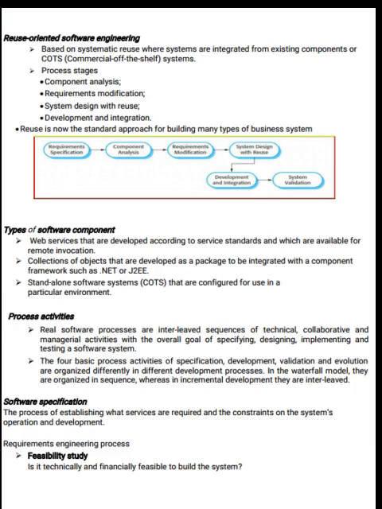Now let us see reuse oriented software engineering. Based on systematic reuse, where systems are integrated from existing components or commercial off-the-shelf systems. Process stages: component analysis, requirement modification, system design with reuse, development and integration. Reuse is now the standard approach for building many types of business systems.